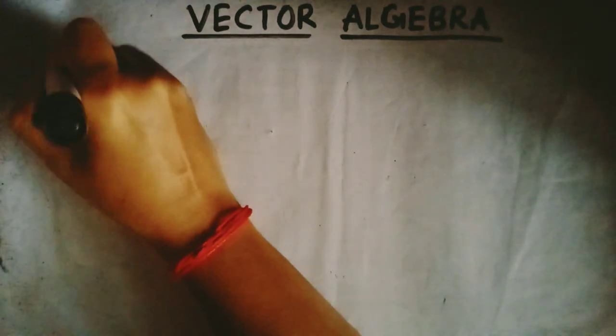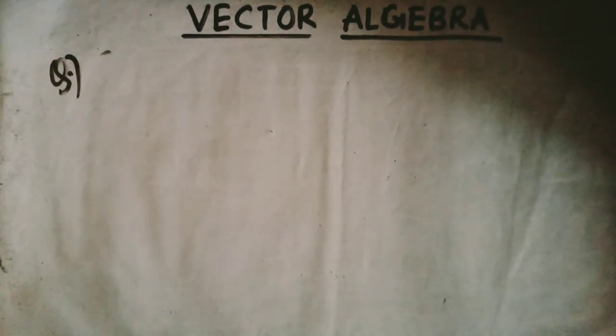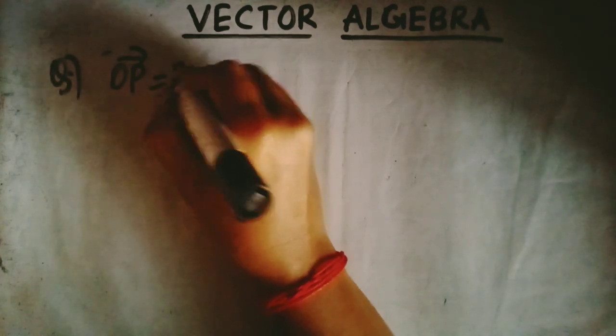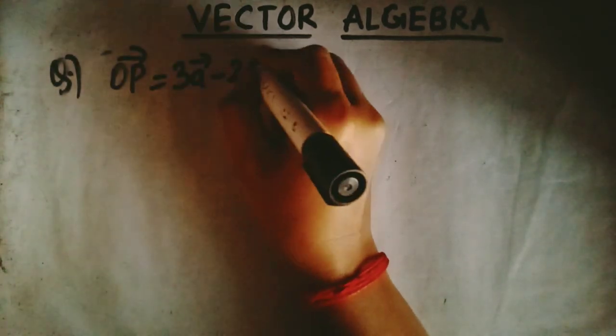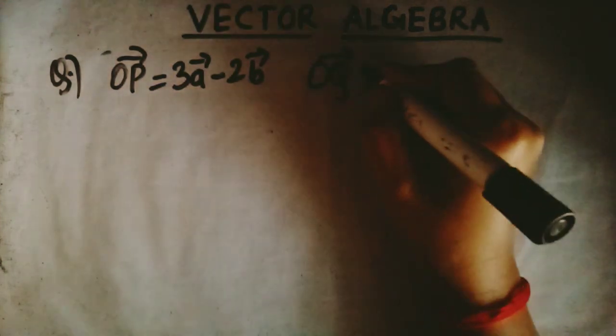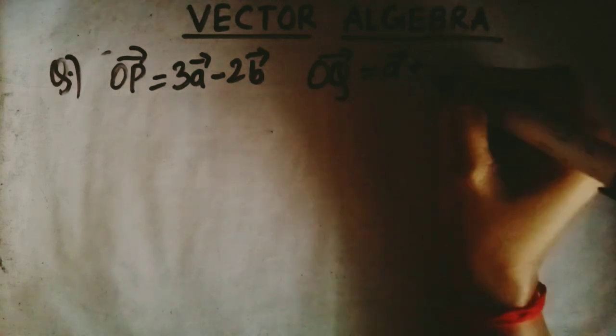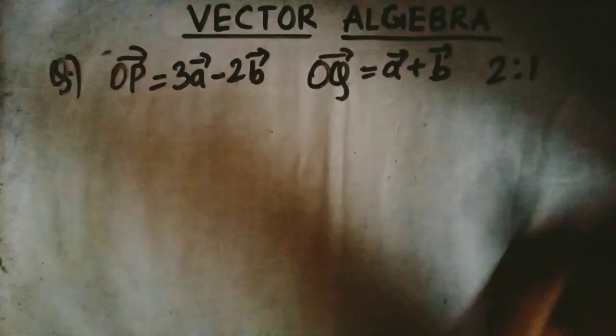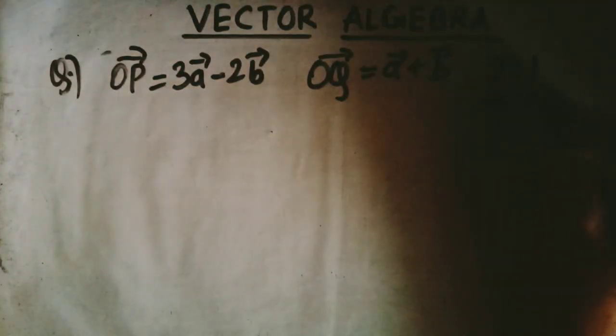Let's solve one example. Consider 2 points P and Q with position vectors OP = 3A minus 2B and OQ = A plus B. Find the position vector of a point R which divides the line joining P and Q in the ratio 2:1. So the ratio is given, 2:1. So this is your M, this is your N.